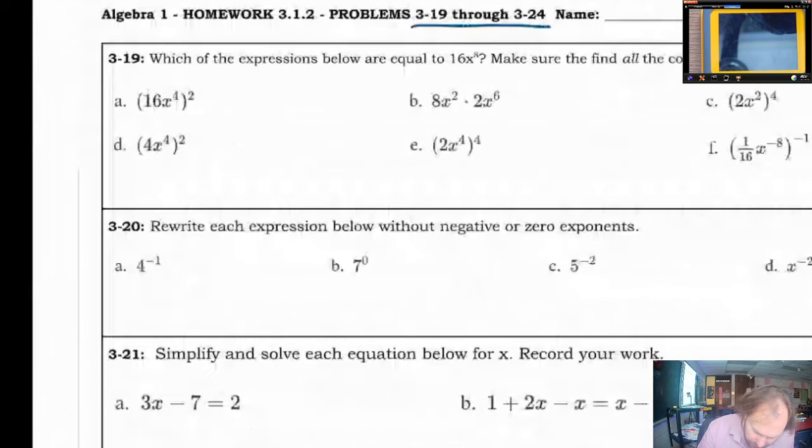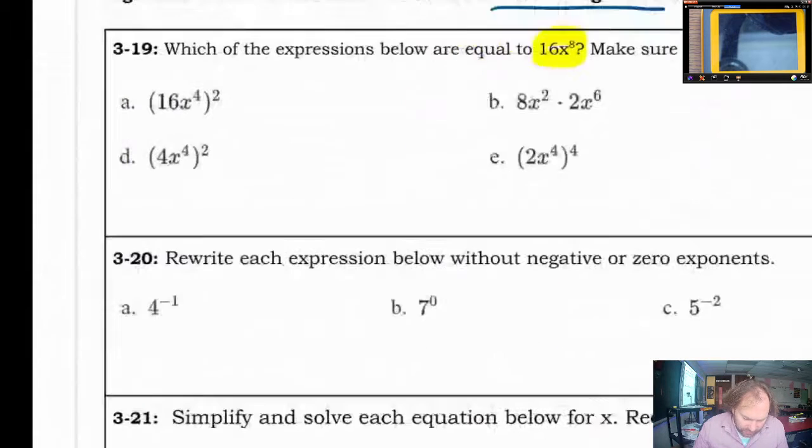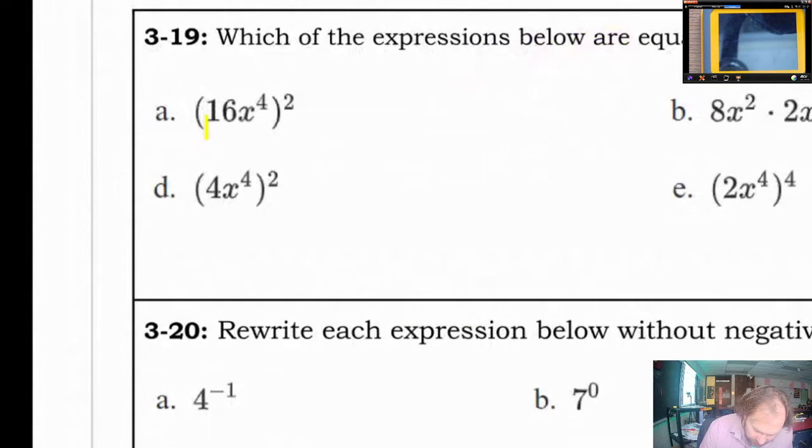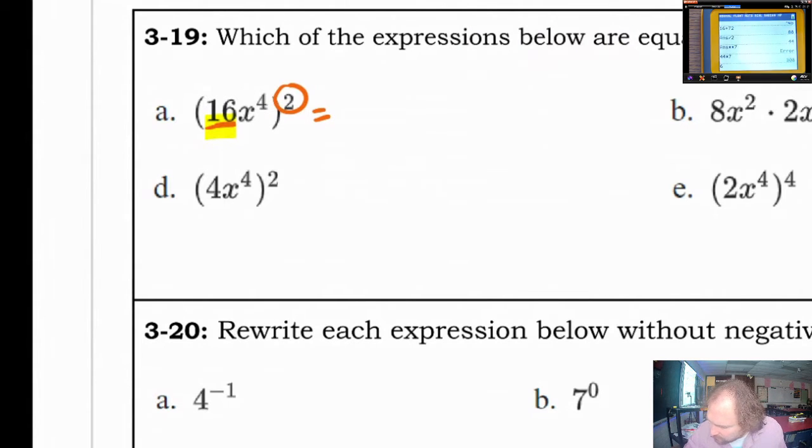So make sure to find all the correct answers. It's not that we have to evaluate these, it's just that we're asking which ones are actually equal to 16x to the 8th. Well, I can tell you that A is going to be a no because of this 16 squared. That will lead you to a number that will not be 16 in the front. What is 16 squared? 16 to the second power is equal to 256. This is 256x to the 8th.